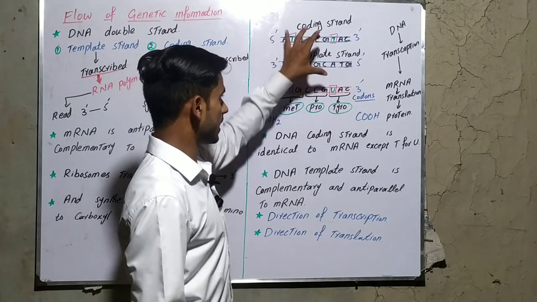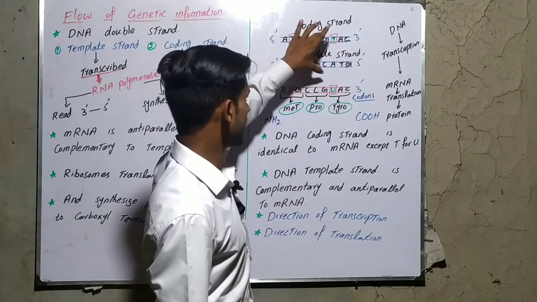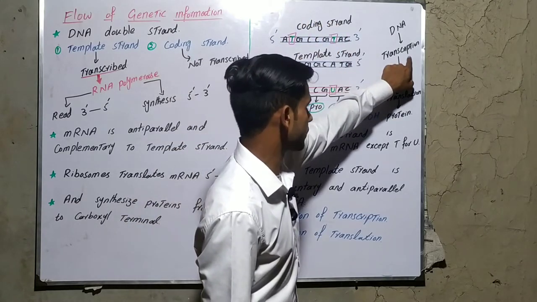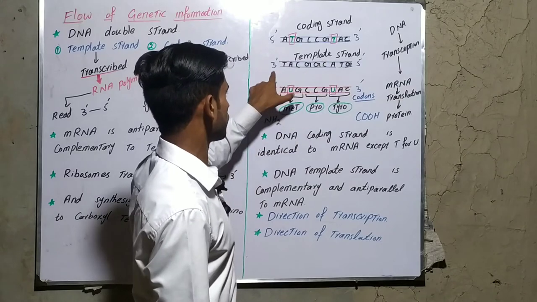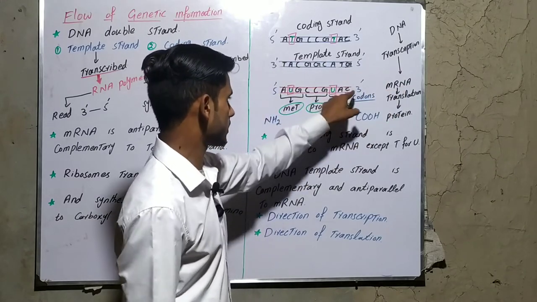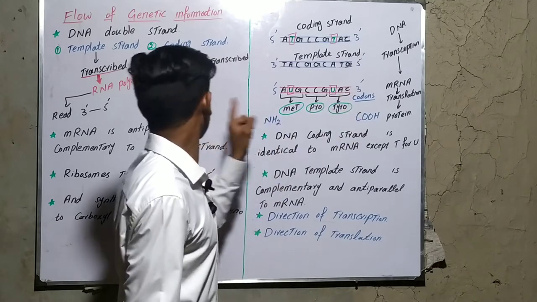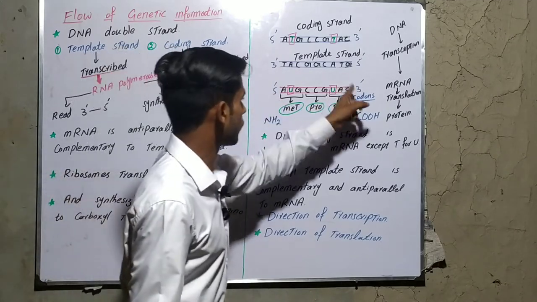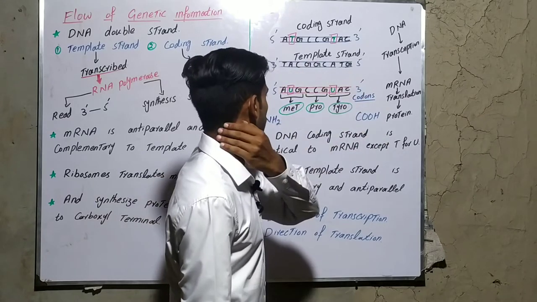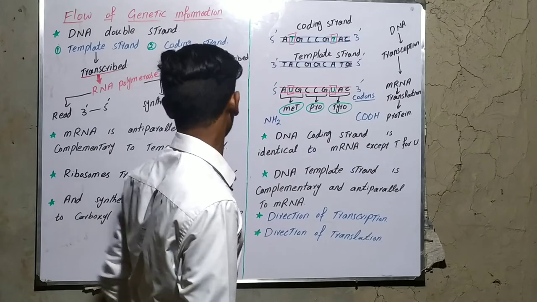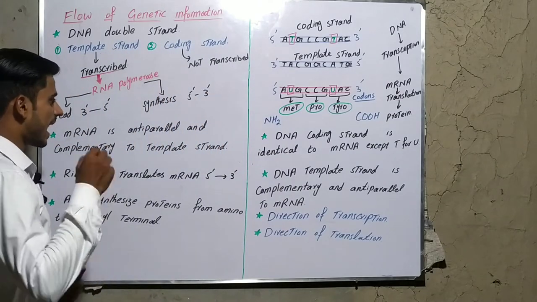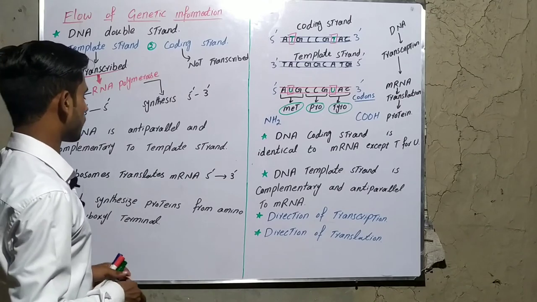So this is the DNA strand. Then RNA polymerase will come and cause the transcription. It will read the template strand from 3' to 5', and it will form the messenger RNA product from 5' to 3'. So this is the messenger RNA product, and this messenger RNA product is antiparallel and complementary to the template strand.